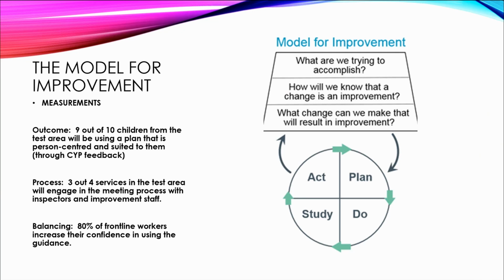Here, I needed to make sure that when I chose a test area, the staff involved engaged with the meetings. And lastly, balancing measures looked at whether there are any unintended consequences from doing this project. I considered whether or not this would be more stressful for staff to undertake changes, or whether their confidence would improve over time. Your own balancing measure might be something like, how much time is staff spending doing this project that's taken away from other tasks?